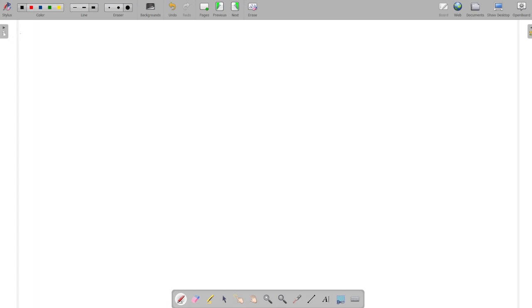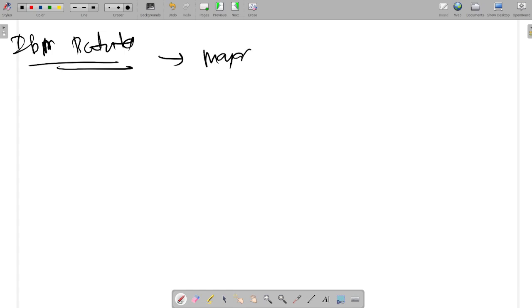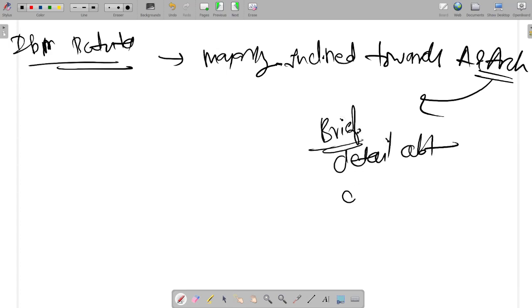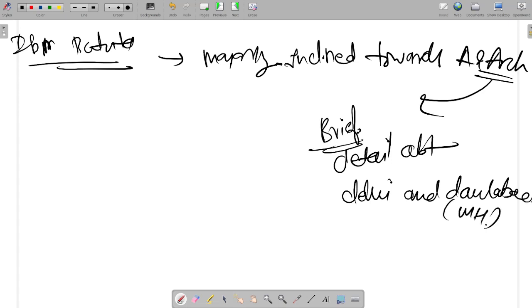Now we can see that Ibn Battuta was majorly inclined towards art and architecture. He has given a brief detail about Delhi and Daulatabad in Maharashtra. He has compared Delhi with Daulatabad.